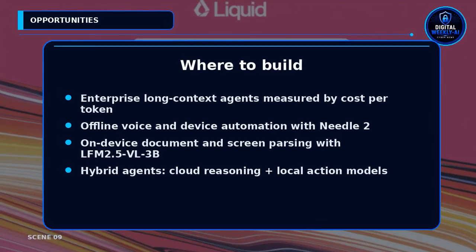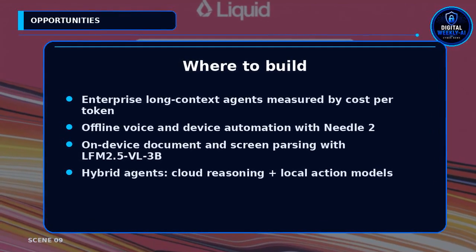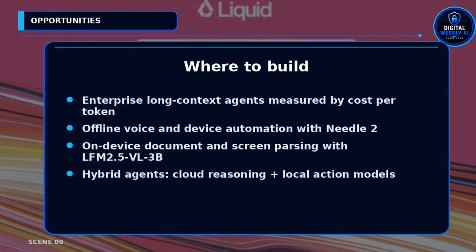Opportunities. Gemini's pricing lowers the cost of long context agents for enterprises. Needle 2 enables offline automation and voice actions on very small devices. LFM 2.5 VL3B supports on-device document parsing and screen reading. Z.ai shows post-training as a fast path to capability gains.